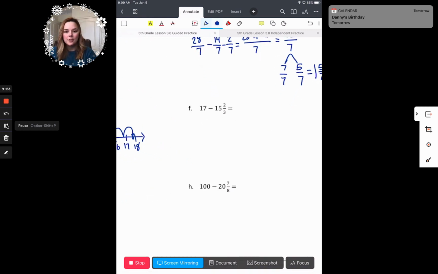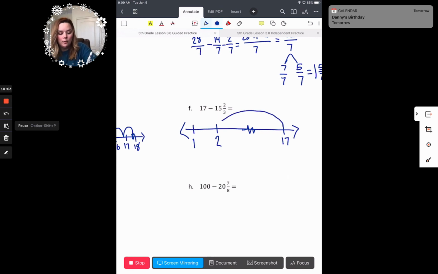Alrighty, so I'm going to solve these both with a number line, but I'm going to modify it a little bit. So I'm going to have my number line. And I know that 17 minus 15 is going to give us somewhere around 2. So I'm going to start my number line with 1 and then 2. But then I'm going to put this little symbol here. So that means my number line is squished up right there, so I don't have to draw it as big. And I have 17. So I know that when I subtract 15, I'm going to jump all the way back to 2. And then I have my 2/3 that I need to take away.